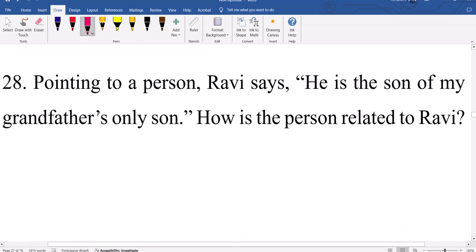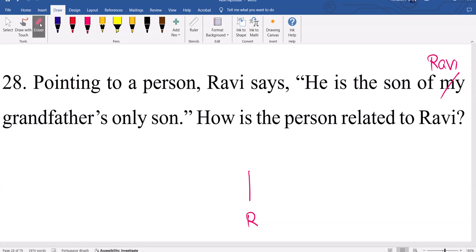Now, blood relations. Pointing to a person, Ravi says, he is the son of my grandfather's only son. How is the person related to Ravi? My means here nothing but Ravi. Ravi, grandfather, only son. Answer. How is the person related to Ravi?